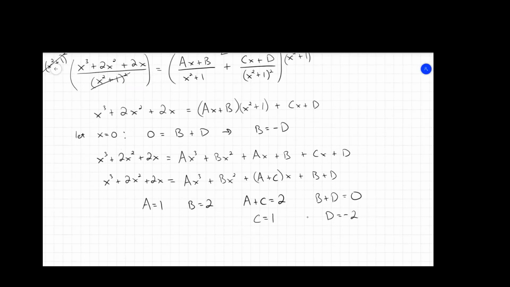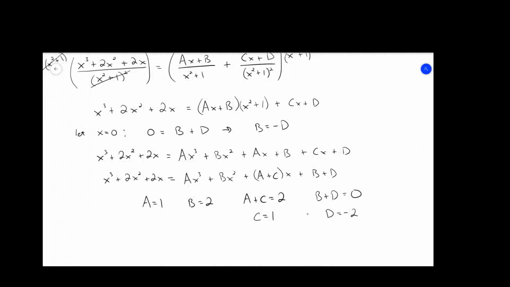We've just found the partial fraction decomposition, so let's go ahead and write the integral in its new form. The new integral will look like the same integral, just a different form. Ax plus b. a was 1, so x, plus b was 2, so x plus 2 over x squared plus 1, plus cx plus d. Well, c was 1, so x, and then d was minus 2, so x minus 2 there, over x squared plus 1 squared.